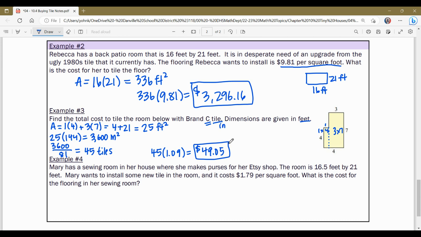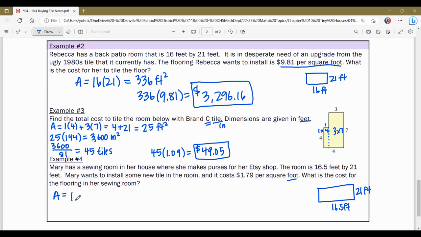All right, number 4. Mary has a sewing room in her house where she makes purses for her Etsy shop. The room is 16.5 feet by 21 feet. Mary wants to install some new tile in the room and it costs $1.79 per square foot. What is the cost for the flooring in her sewing room? So if she's got tile that costs per foot, it's probably laminate tile instead of like actual little tiles. All right, so I need to find the area and my pricing is in square feet.